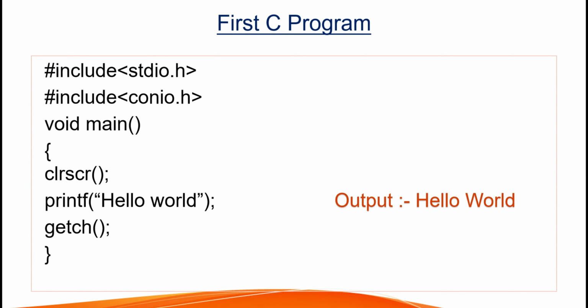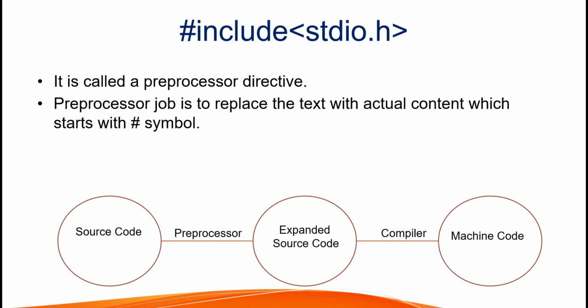Next, coming to the hash include stdio.h. Hash is a preprocessor directive. The preprocessor's job is to replace the text that starts with the hash symbol with actual content. The preprocessor replaces before the compilation begins. The output of preprocessing is expanded source code. Here I have made a diagram to explain in brief. Here I have written a source code, and here is the expanded source code. So with the help of the preprocessor, the source code is converted into expanded source code, and with the help of the compiler, the expanded source code is converted into machine code.